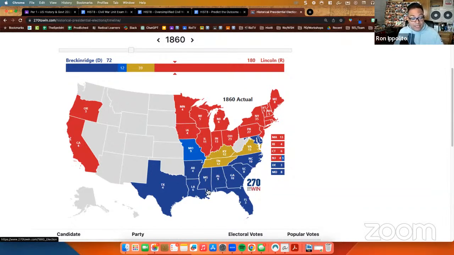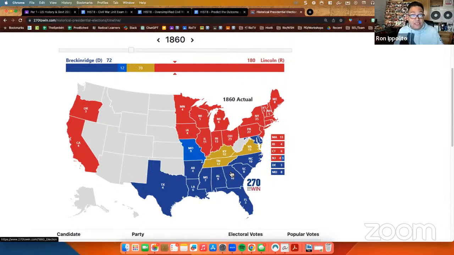But look at the population difference, because the Electoral College is based on population, right? Georgia with 10 electoral votes, Texas with 4, Arkansas with 4, Louisiana with 6. Then compare it to these heavy hitter northern states: Pennsylvania, 27 electoral votes, Ohio with 23, Illinois with 11, Indiana with 13, New York with 35, Massachusetts 13. These southern states were so much more spread out because they were more rural, right? People lived a more spread out life.